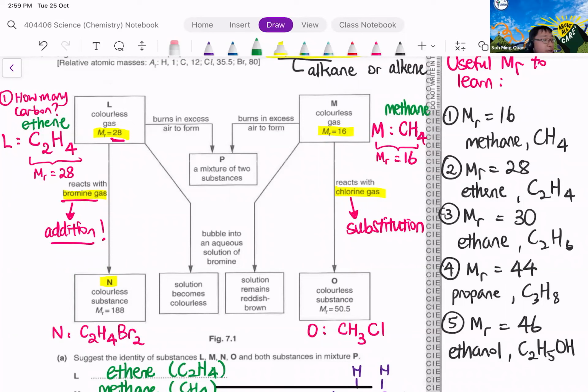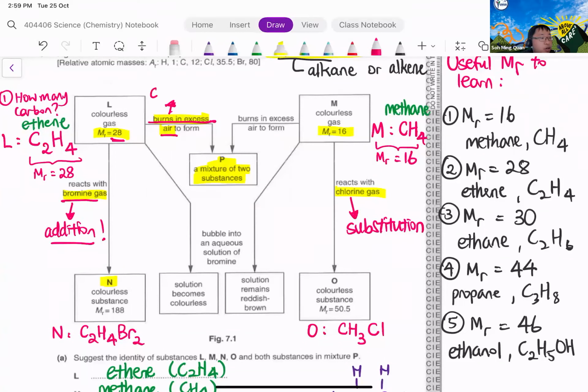All right. Now we have not solved everything yet. We are left with P, right? Now P is a mixture of 2 substances, and P is formed when it burns in excess air. So burns in excess air is a key word. It tells you what reaction it is. It's not addition. It's not substitution.